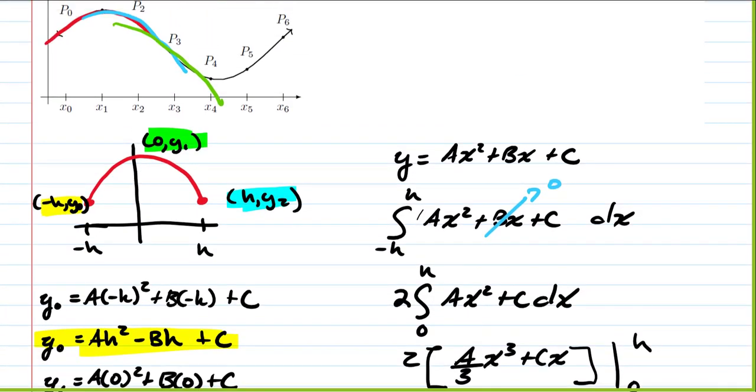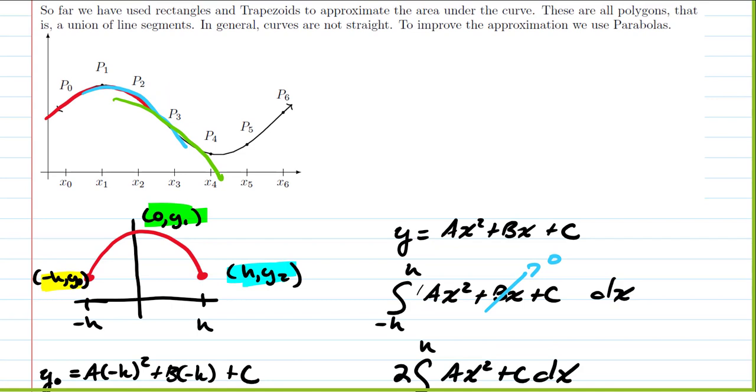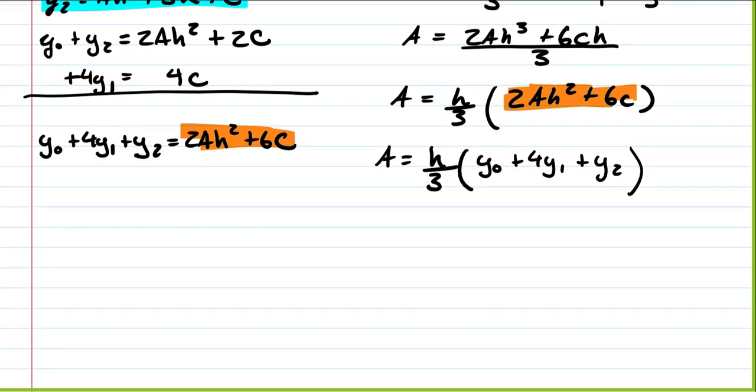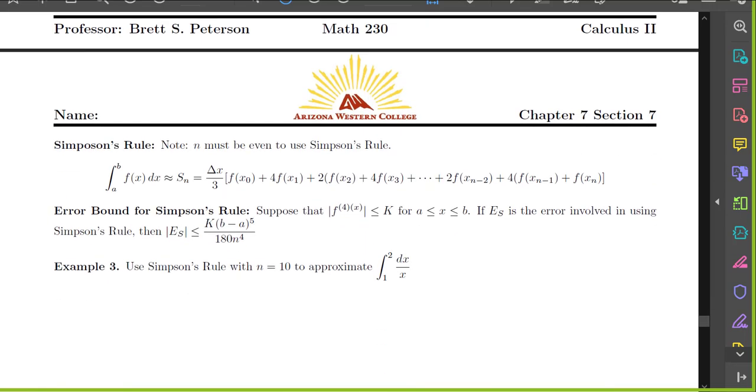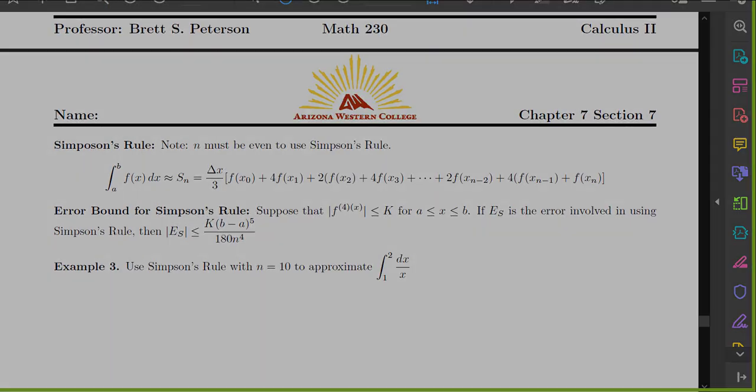So for any 3 points, P0, P1, and P2, I can find the area of the parabola underneath that curve by using that formula. All I have to know is the y values. Well, when we're doing numerical integration, we know the y values, right? So that will allow us to do it for those 3 points. Well, if we can do that for those 3 points, we can generalize it to as many as we wish. Hence, Simpson's rule is born.